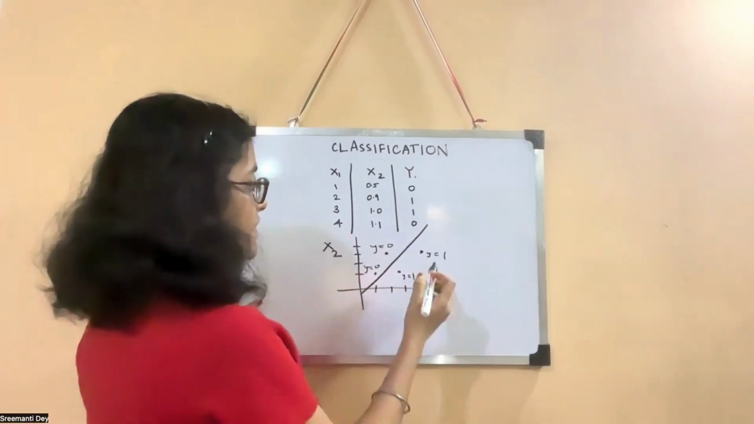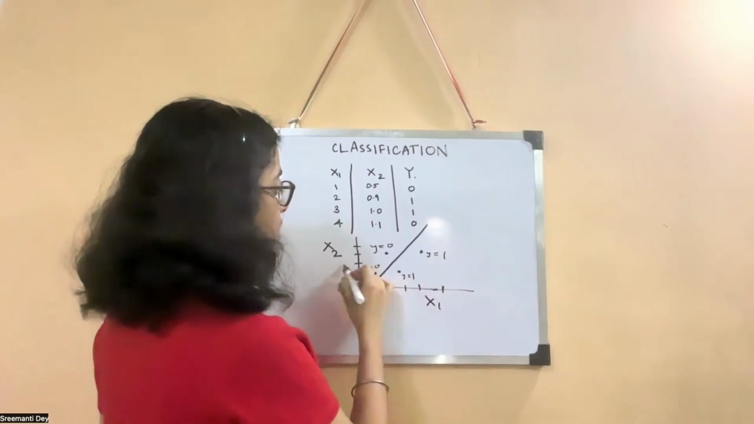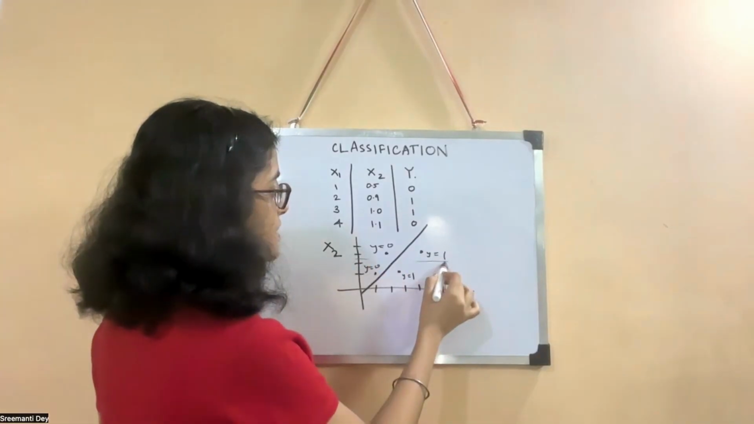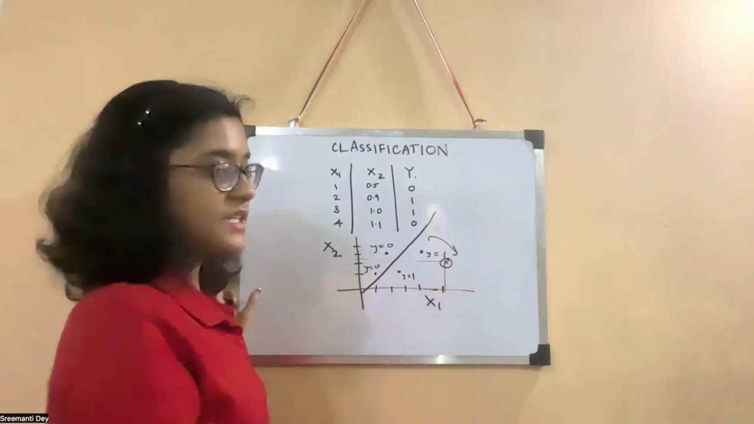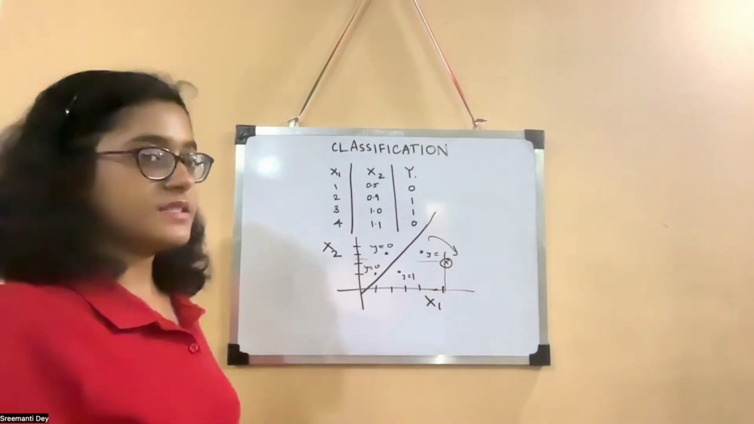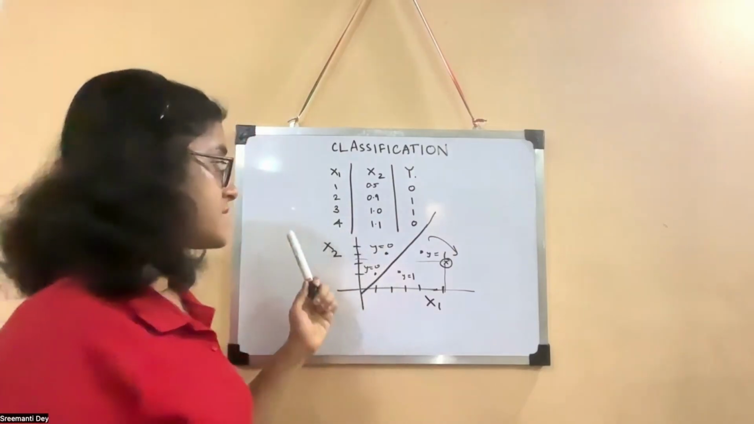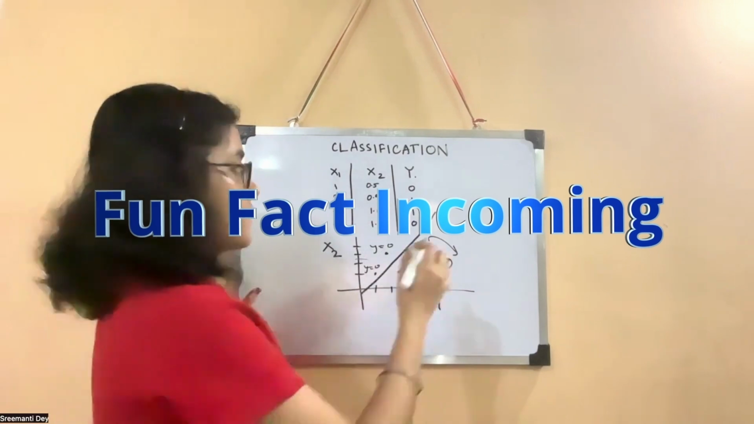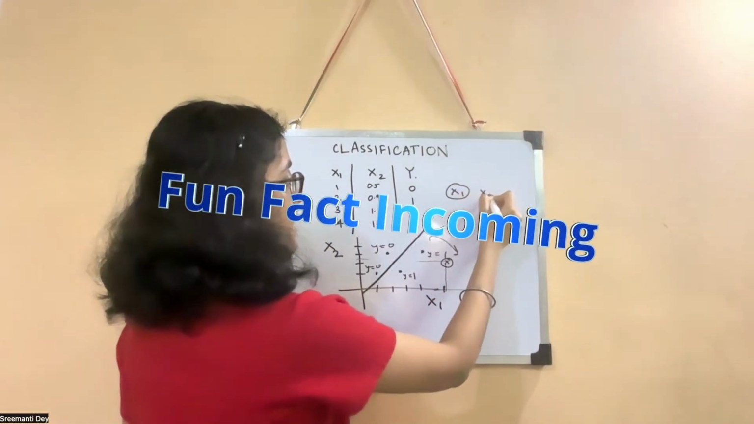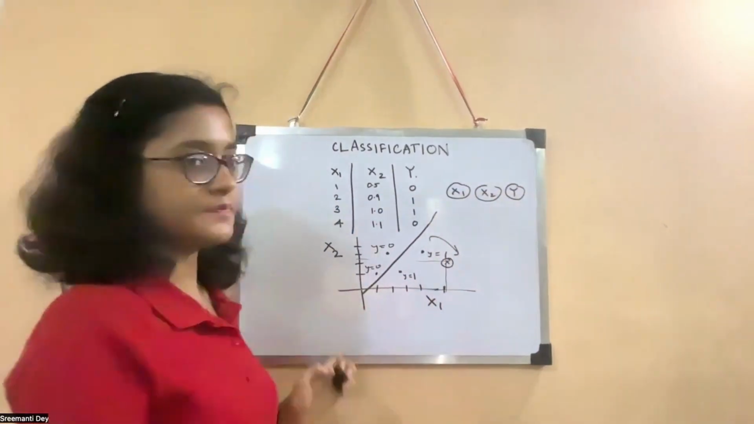Because suppose now we have any kind of point, suppose x1 is here something and we have been given x1 and x2 and we find it here, then we know that this point lies on this side of the line, so y will be 1. It's as simple as that. I hope you get this. So basically, given x1 and x2, what is our y? That is our target to find.